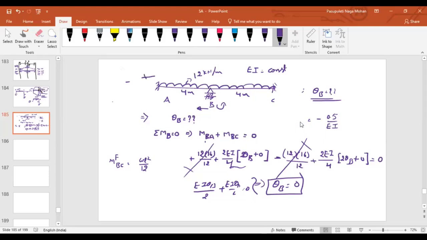Okay. Now, can you do one thing? Can you apply the moment distribution method? What about the final moments that you are getting there? Apply the moment distribution method and quickly find the final moments. I don't think it will take much time. Take just 5 minutes and do it. So what about using slope deflection or moment distribution?